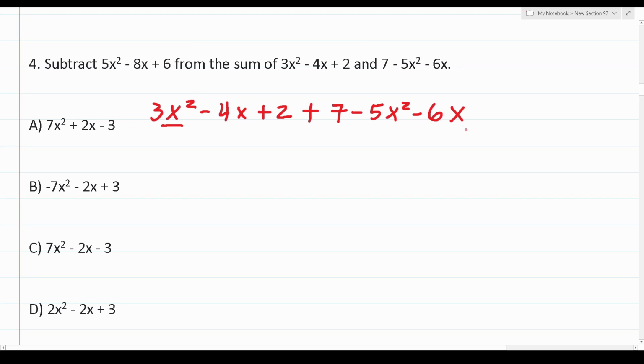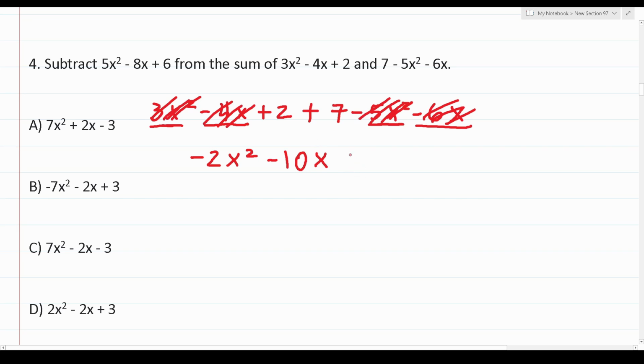If we look through this expression, we should see that its like term is right here. We have x raised to the second power. So let's combine these two. 3x squared minus 5x squared is negative 2x squared. And once you combine them, you typically want to cross them out. Right now we have negative 4x and negative 6x. Those are like terms. Negative 4x minus 6x is negative 10x. Cross those out. Then we have 2 plus 7, which is going to be 9.